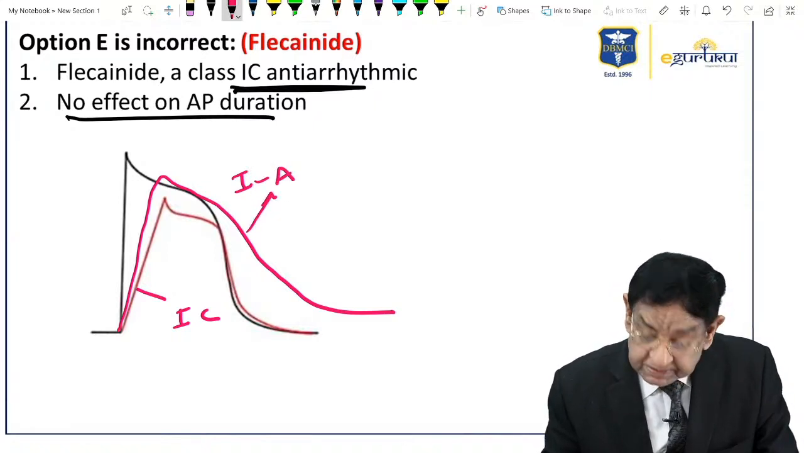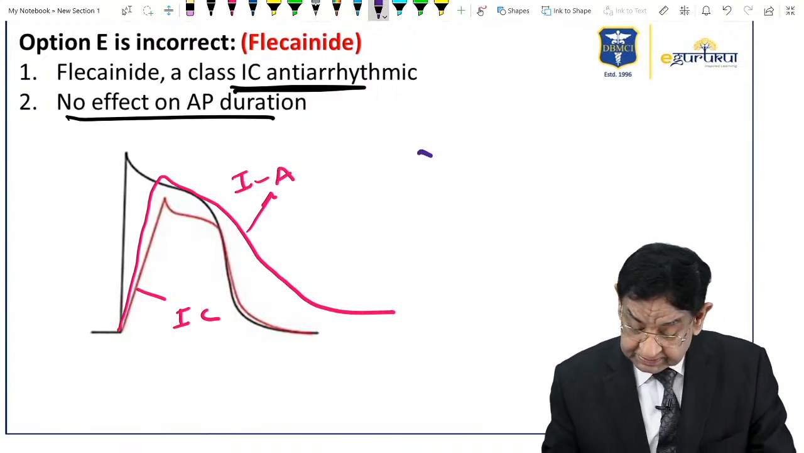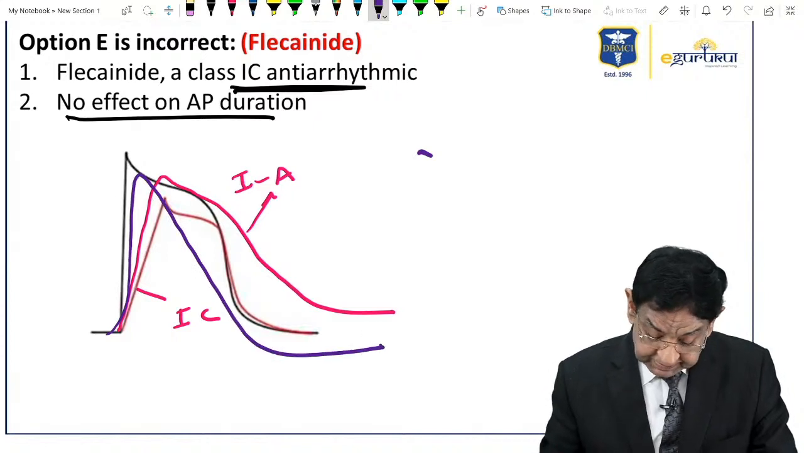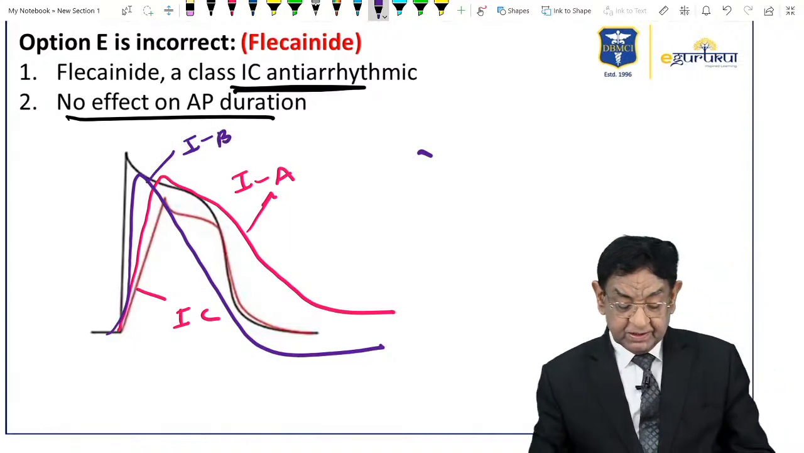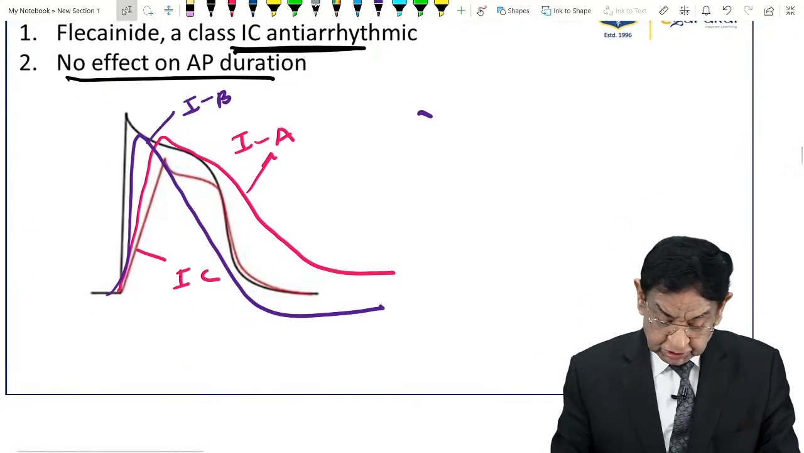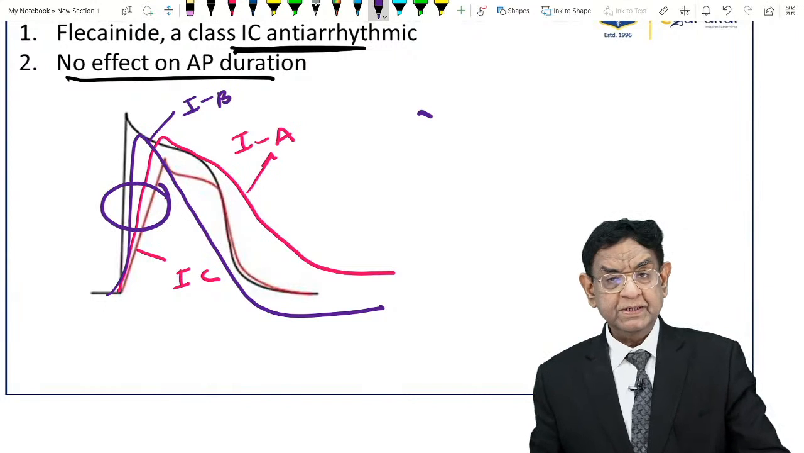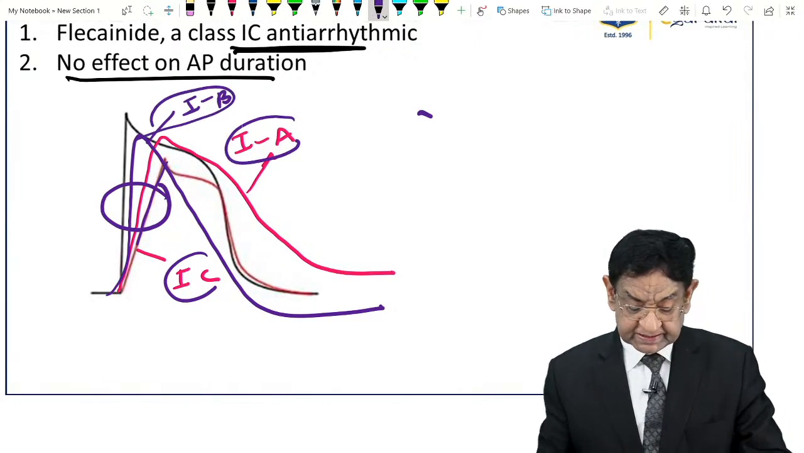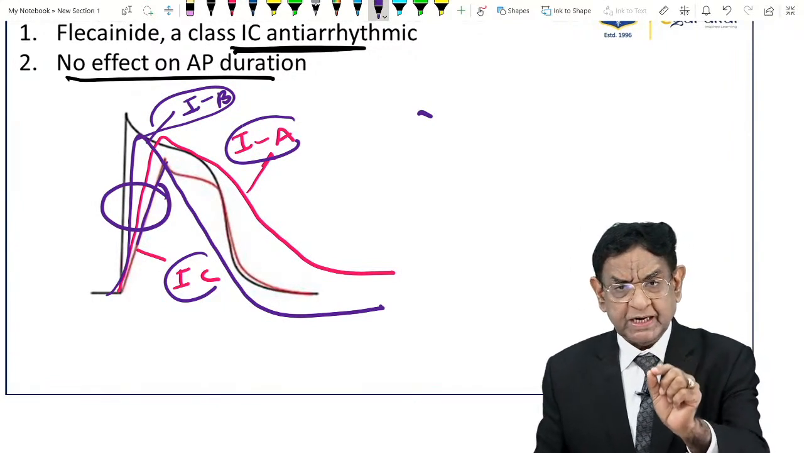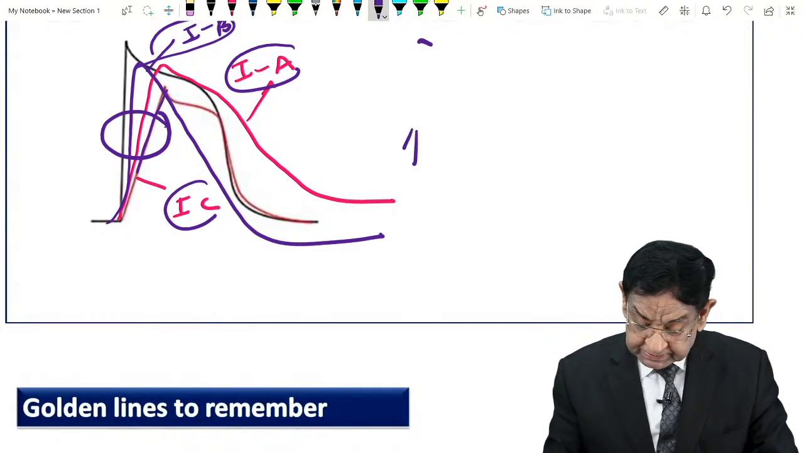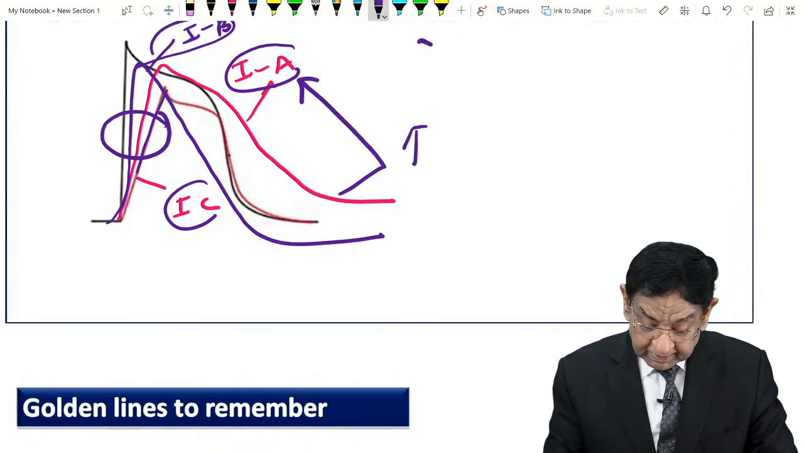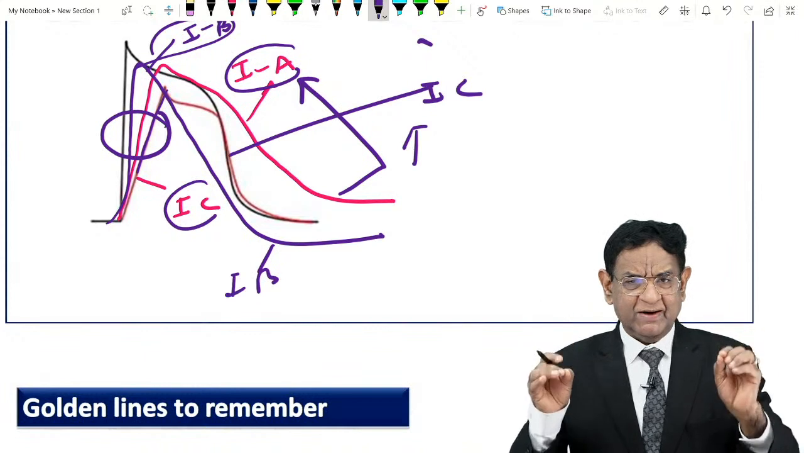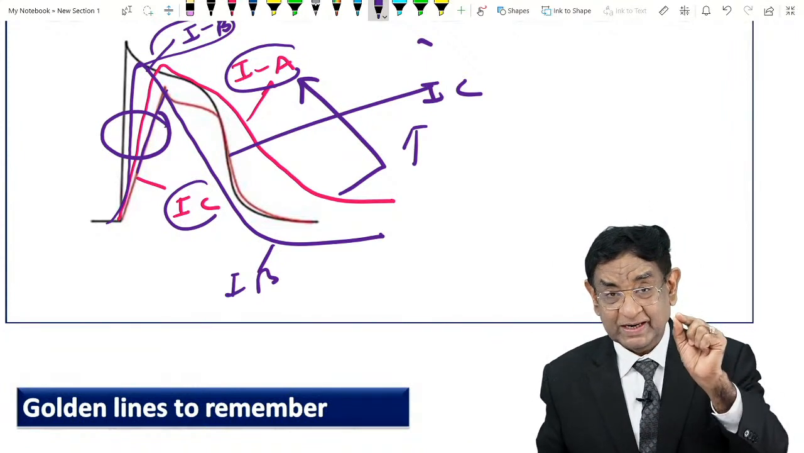And now come the class. This is class 1B. Look into two things. Slope. Very powerful is class 1C, intermediate is class 1A, very less is 1B. Second thing, look into the duration of action potential. Increased by class 1A, normal in class 1C, reduced by class 1B. That's all. So now friends, any graph at a glance only, this is the answer. Only in one glance, in 1 second.